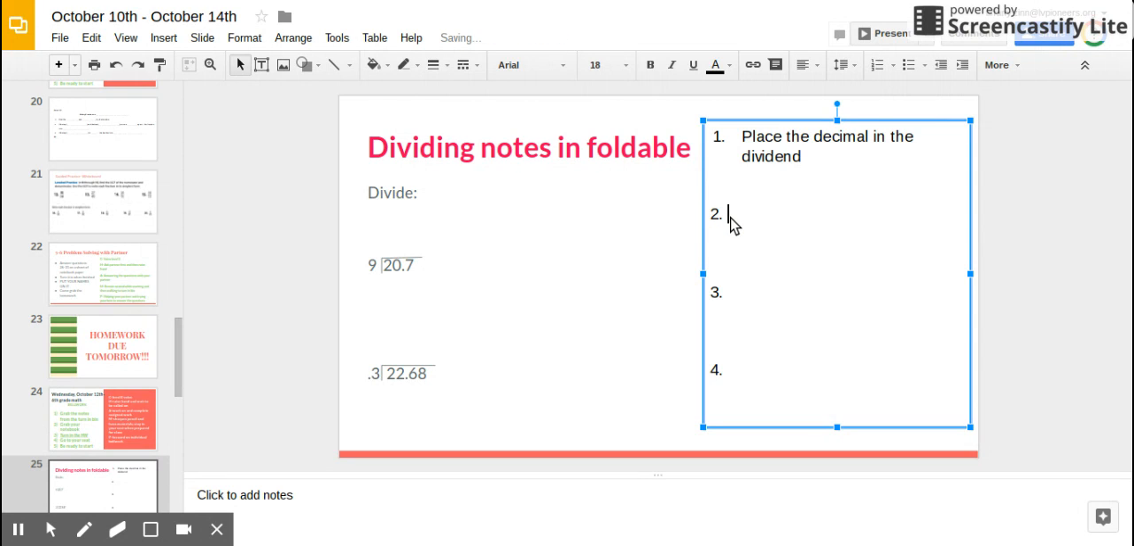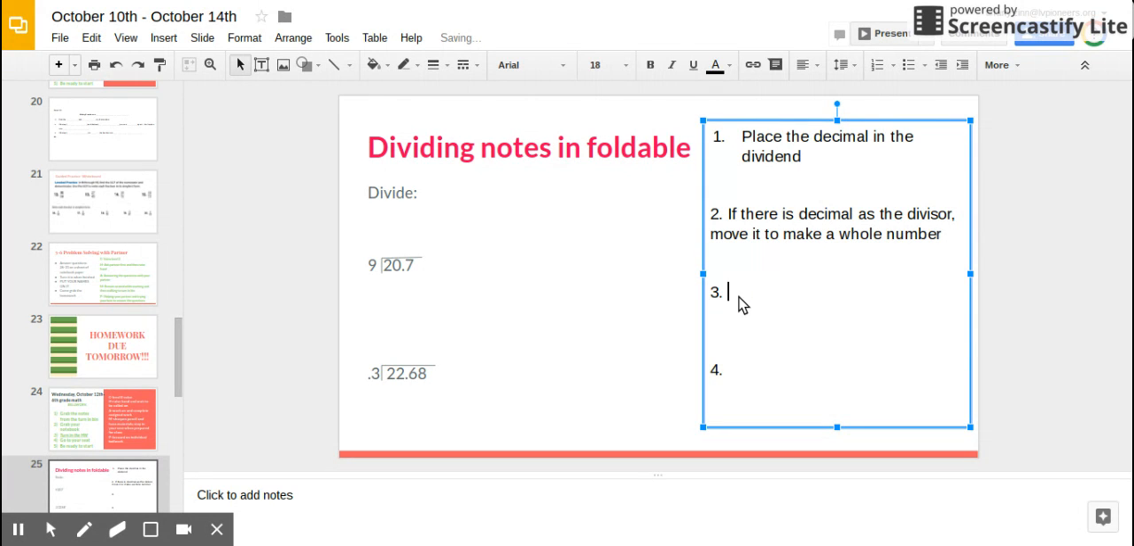Step 2, whenever you're dividing decimals by decimals, is that if there's a decimal as the divisor, so the dividend is what's inside and the divisor is what's on the outside, move it to make it a whole number, which will make sense once we start.